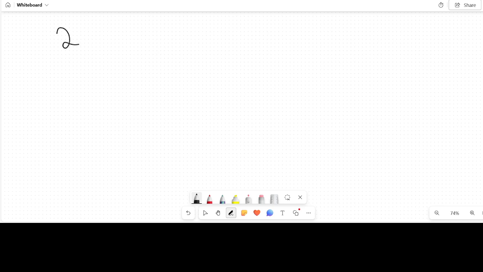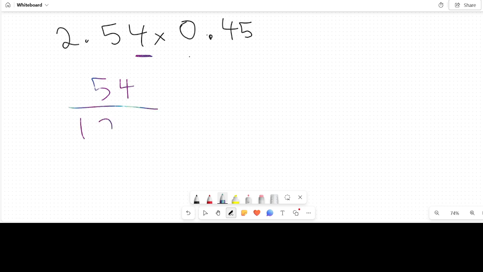Let's do 2 and 54 hundredths times 0 and 45 hundredths. Okay, so same thing. I identify the place value of my rightmost digit. So I'm working with the hundredths, 2 and 54 hundredths. I'm going to put that on top of my hundredths.